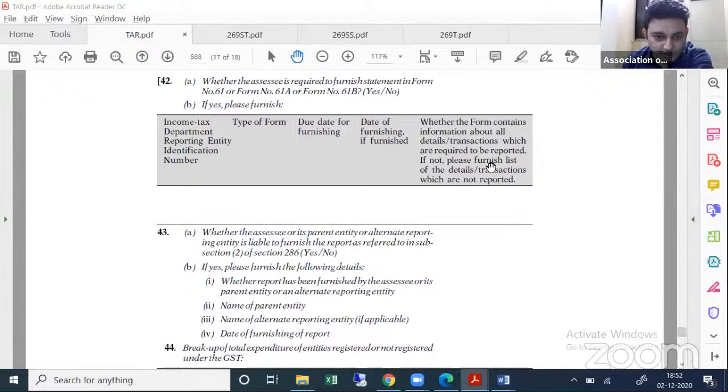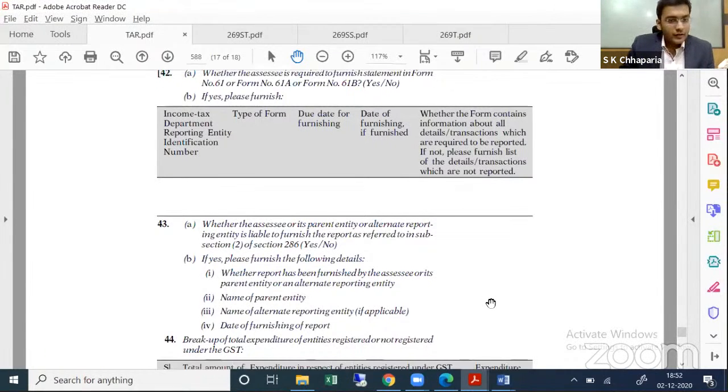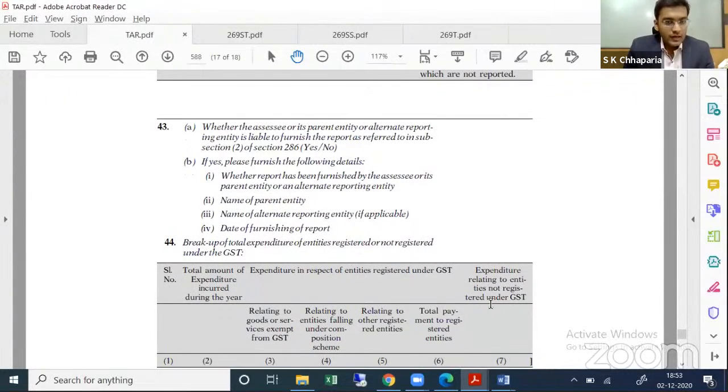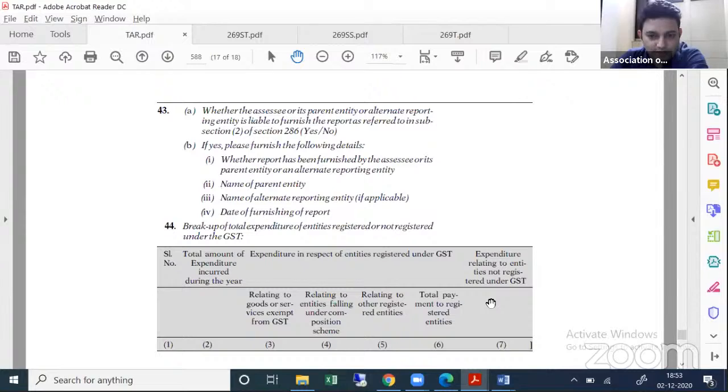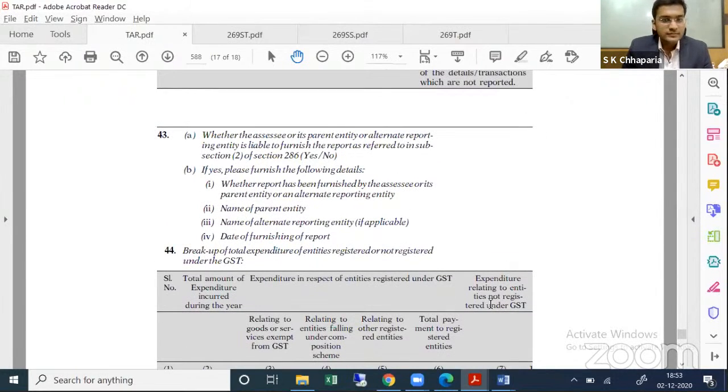I think we'll move to the next point. Now for clause 43 and 44. Clause 44 has been kept in abeyance for reporting. 44 is not applicable. Correct. Yes, 44 is not applicable. 43, do we have any member who can throw light if they have reported in clause 43 also till now? I don't think 43 is applicable in most of the cases.